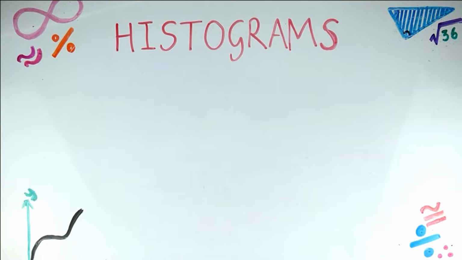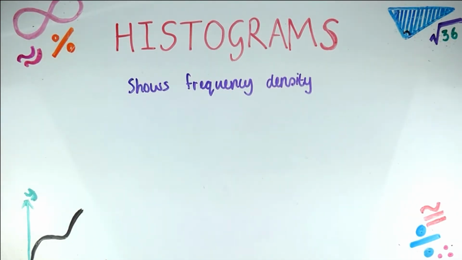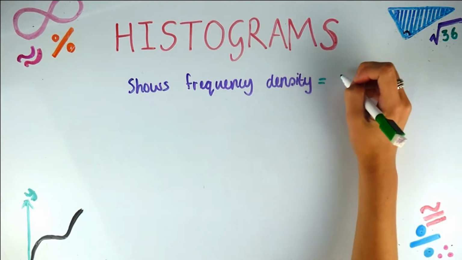So a histogram shows frequency density, and this I think is the term that people dislike, because it's not frequency, it's frequency density. So what is frequency density? Now this is maths, so of course we have an equation for it. Frequency density is the frequency divided by the class width.